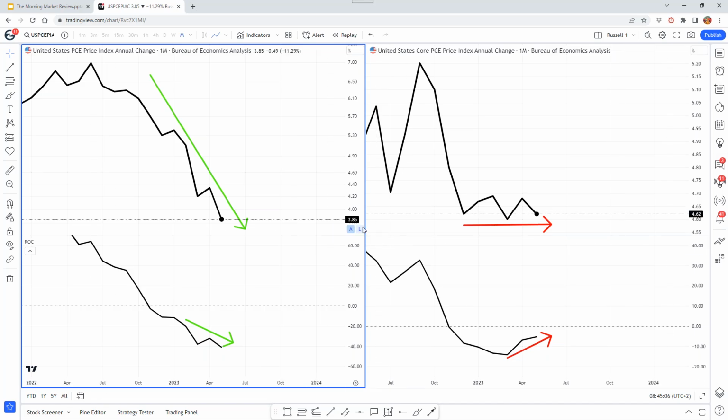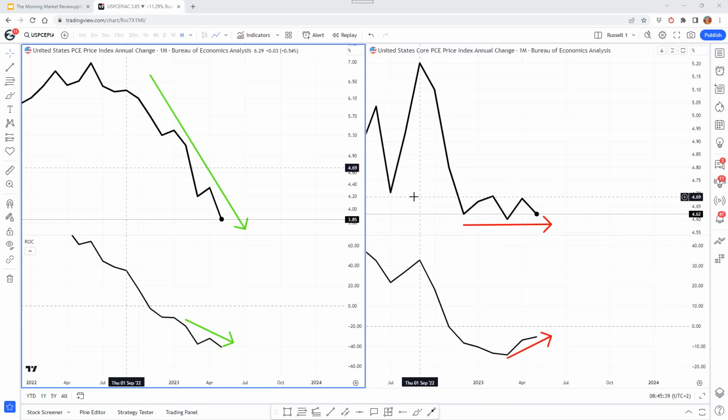We're at 3.85 there. Not so much the core. The core is actually moving sideways. So we're starting to see some stickiness in that core number. That's going to worry the Fed. So the Fed's still going to be very much in an interest rate hiking type of mindset. Take a look at the rate of change. It's moving back towards 0. In other words, it's moving towards stagnation. That core really is starting to be sticky.